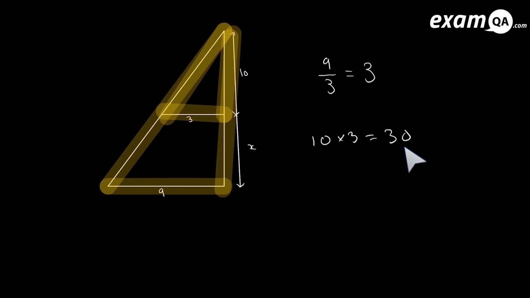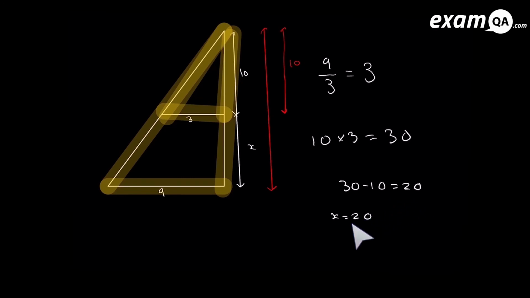Now some students will make the easy mistake of saying x is 30. But remember, x is not a side of the large triangle. The large triangle side will be all of this. So if all of this is 30 and this part is 10, we'd know that x must be 20. That's 30 minus 10. Now let's put an additional question to this.